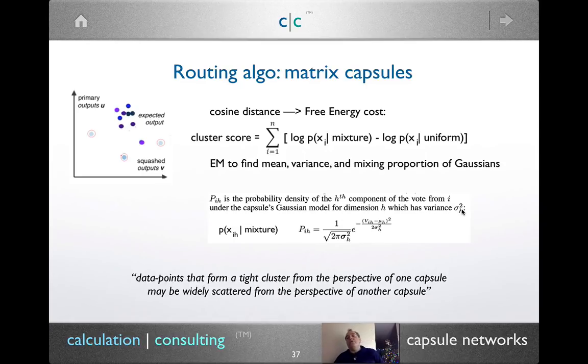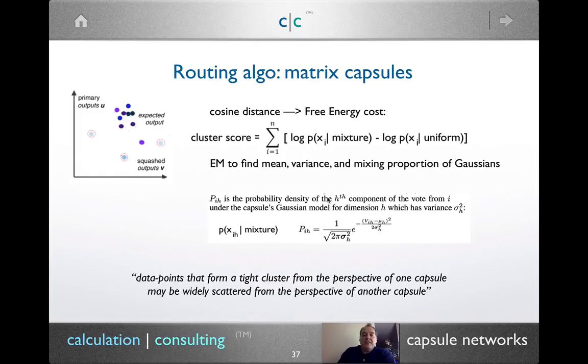So in other words, you generate a whole bunch of Gaussians. You put the Gaussians on all the data points. The idea is that expectation maximization can then find the mean and the variance and the proper mixing proportion of the Gaussians, and that this is a better score. When you use a cosine function, you can get results that are good, but they're not great.